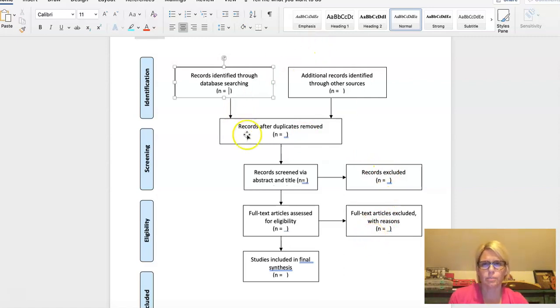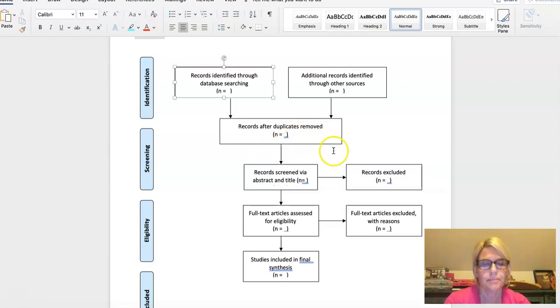So I want to explain this one thing here. It says records after duplicates removed. So duplicates just means that you're going to look in PubMed and CINAHL and Ovid, whatever you're looking at, and there might be the same articles in PubMed as they are in CINAHL. So of course those are duplicates because they're the same, so those would come out of your numbers.